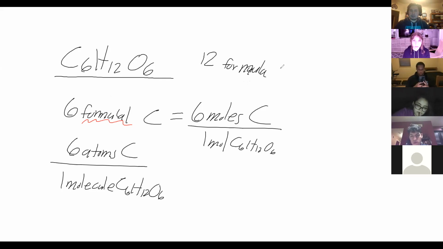Formula, there we go, spelled correctly there. So formula units of hydrogen. Normally, a lot of times you don't write it as 12 formula units. Sometimes you'll be writing it as 12 moles of said element per 1 mole of that, or 6 atoms. But just remember, when it talks about formula units, it's talking about the amount of an atom within a molecule.